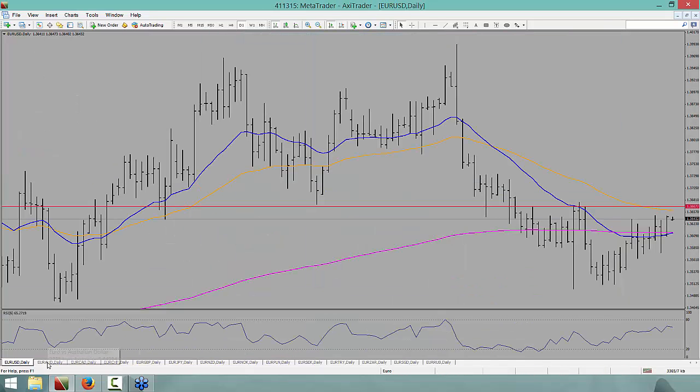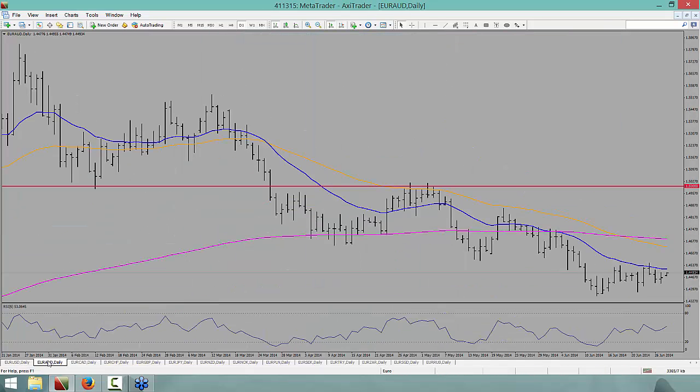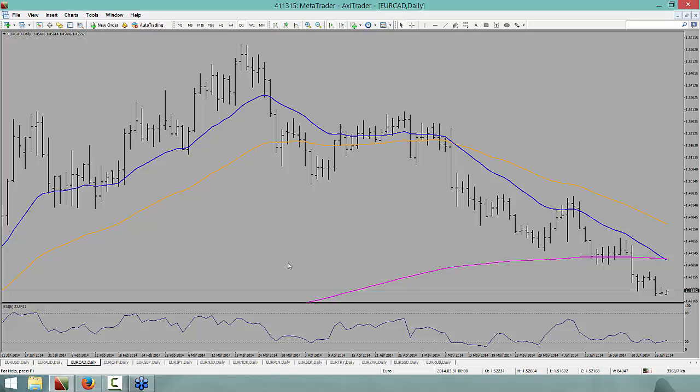So back to the euro, wanting to get short, being patient, waiting for it. Euro Aussie, we've sort of covered it. It's doing its phase 2. Euro CAD, this one is one that I've been trying to get into for the last 500 pips.